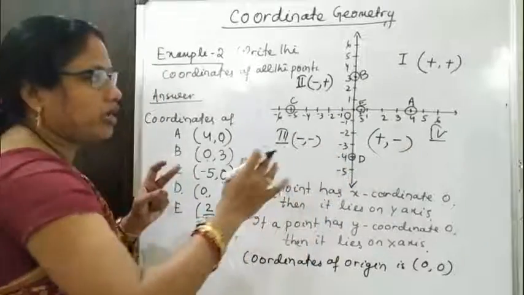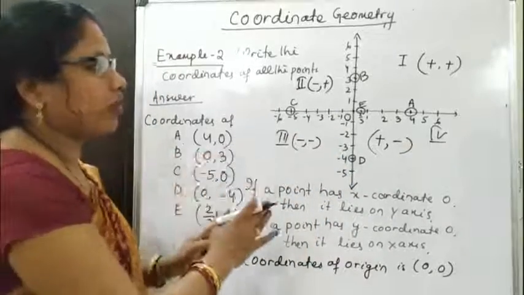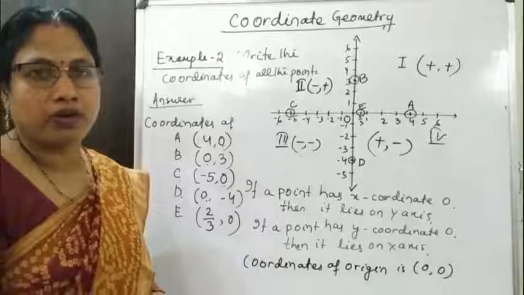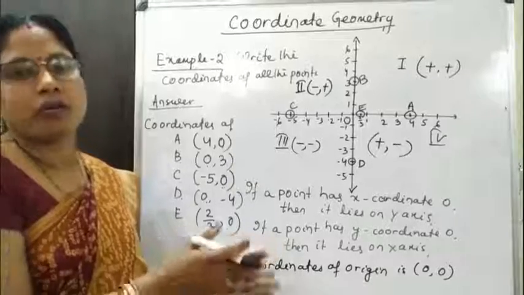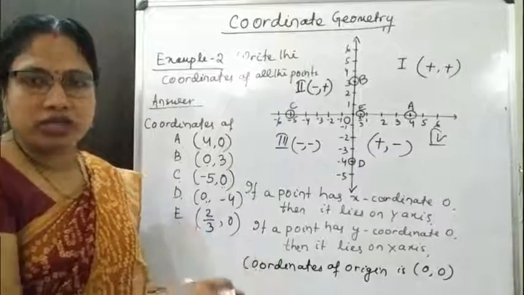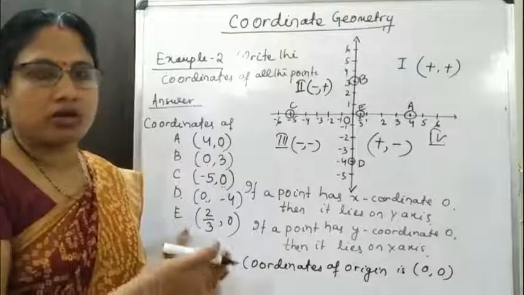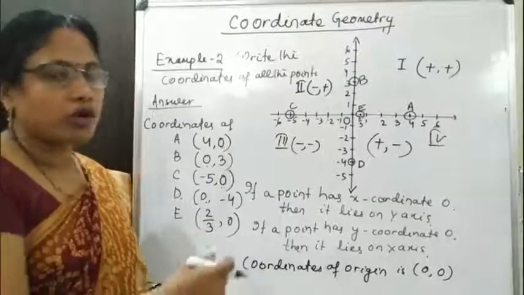So in this way, you find the position of a point in a Cartesian plane: in which quadrant that point lies, or on which axis that point lies, or whether it is the origin, from the coordinates.